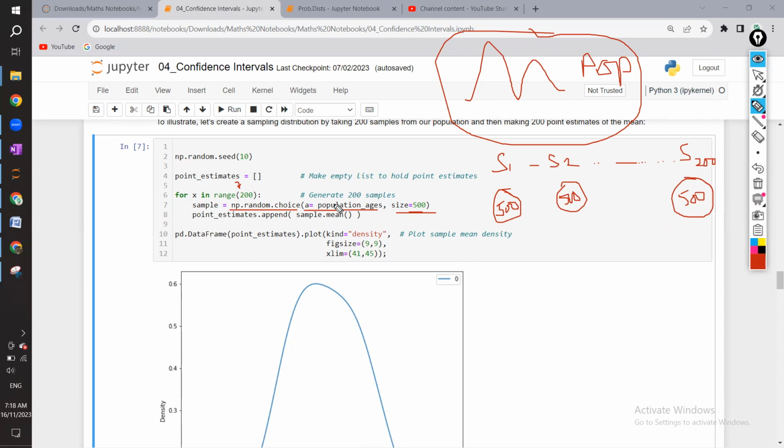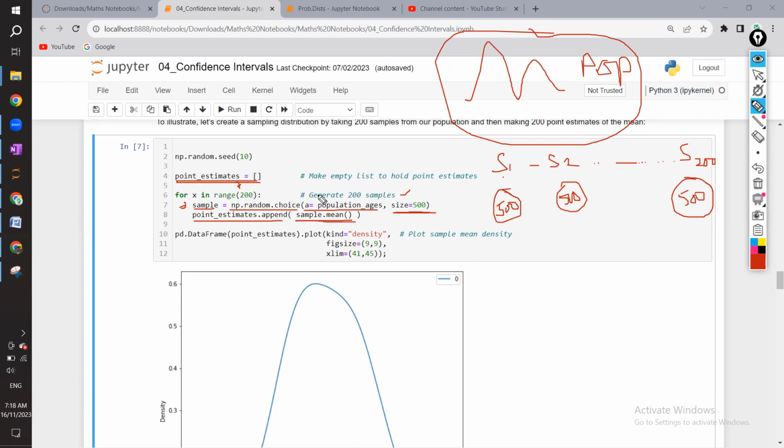Yes, sir. Okay, so you are generating 200 samples. And after that, each time what we are doing: first, for sample 1, you are collecting these 500 samples. That is your sample, and you are creating one point estimates empty list. To that empty list, what you are appending? This sample.mean. Very simple. Take 200 samples from the overall population and calculate the mean. You'll get some value, append it to the point estimates list.